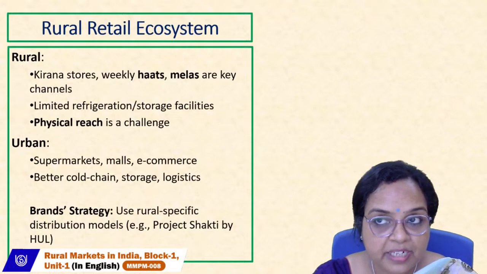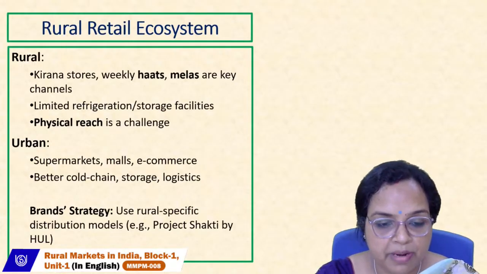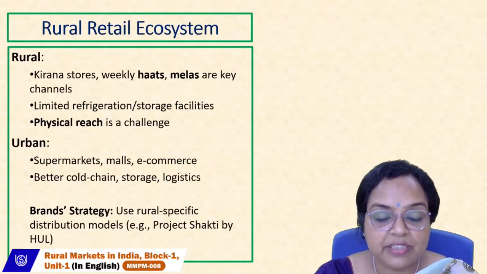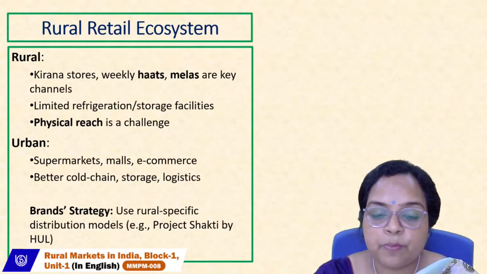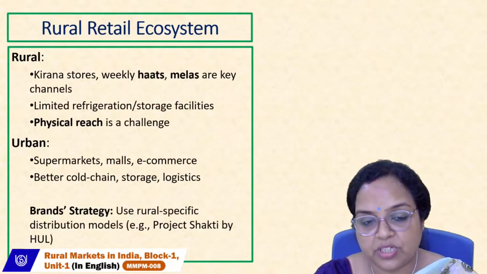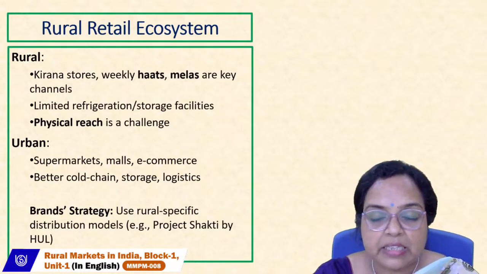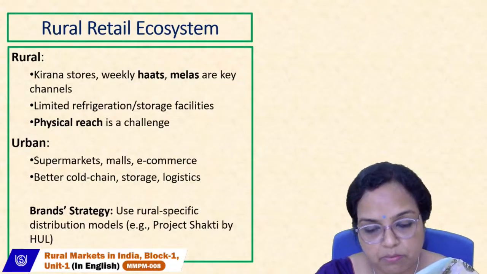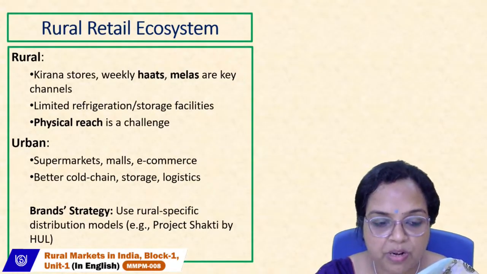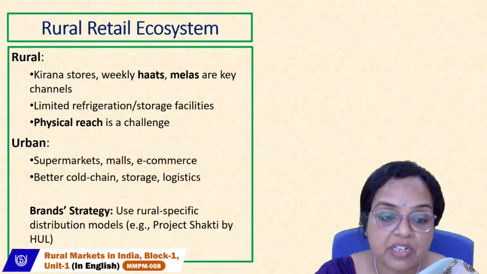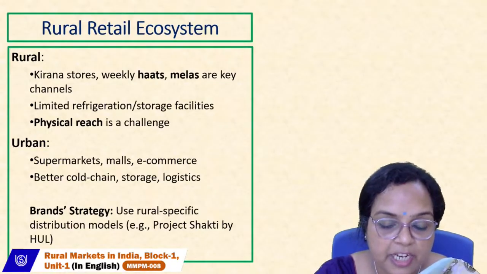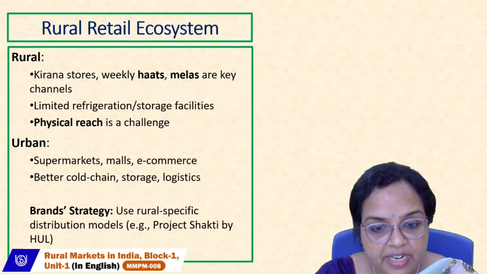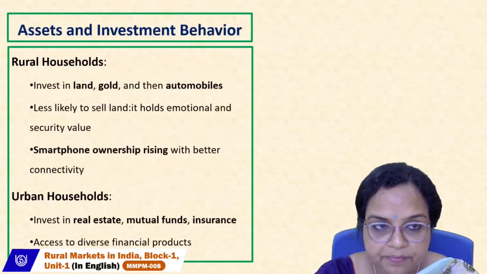So when a marketer wants to enter the rural belt, the brand strategy needs a rural-specific distribution model. Suppose Hindustan Unilever, HUL, has a project known as Project Shakti, where they empowered women to buy more product and sell it in their local community. That is the distribution channel HUL adopted, and it was a hit for HUL.